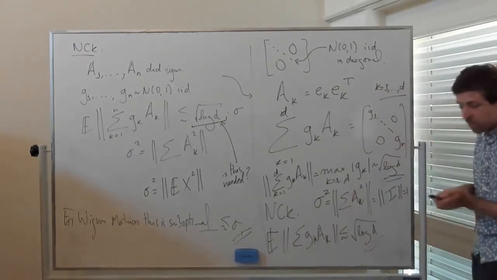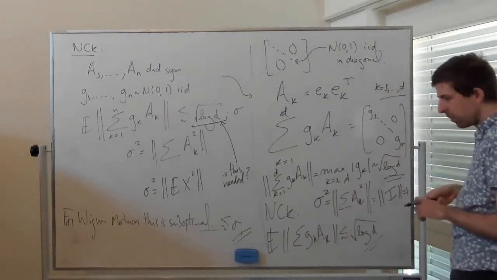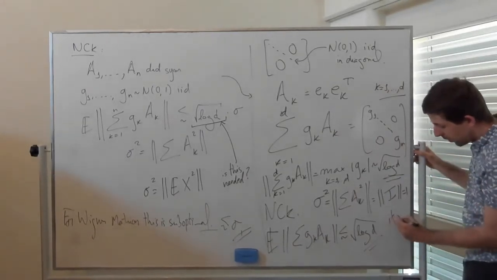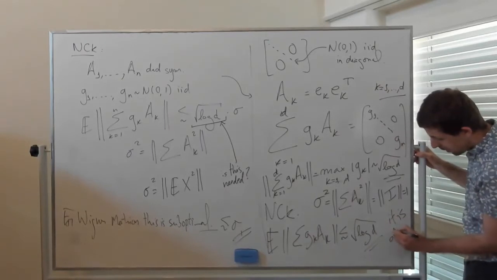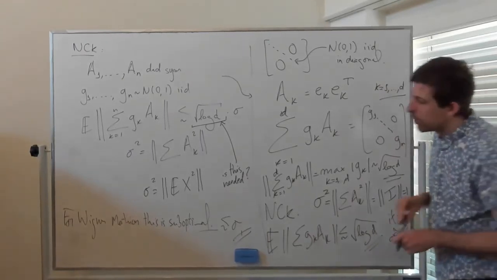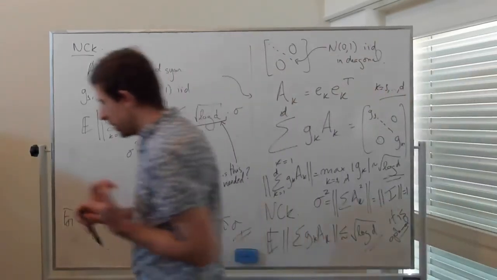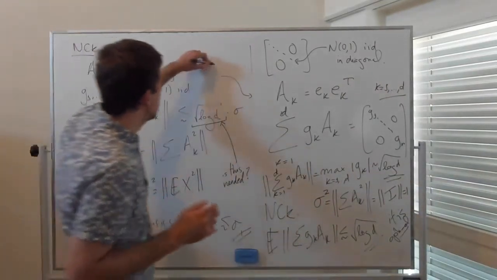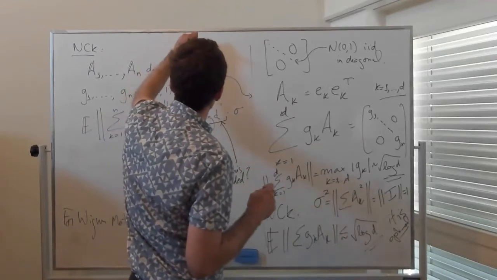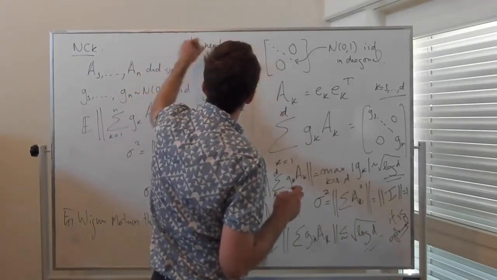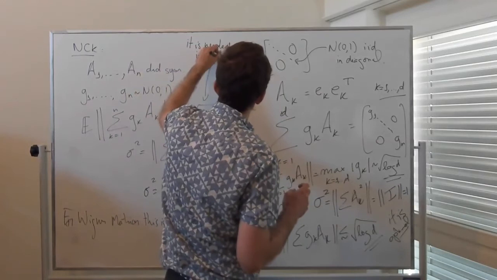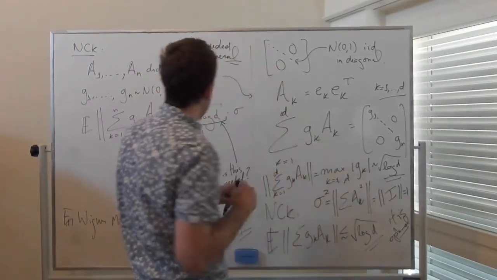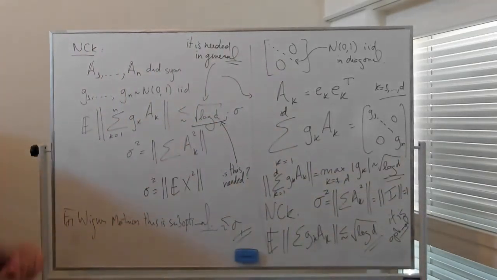Right, so here it is correct. Here the logarithmic factor does belong. It is optimal. So we know that we can't remove this logarithmic dependency every time. It is needed in general. It is needed in the diagonal case.